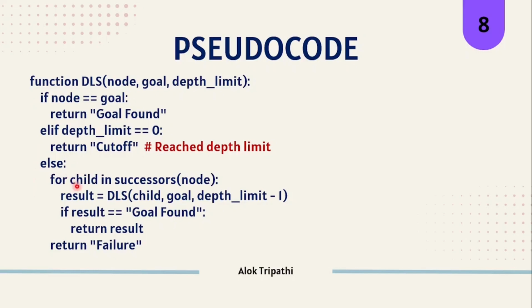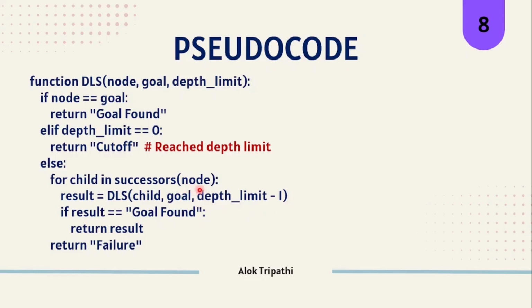This else condition would be having a for loop inside it, which will keep on iterating over this node to find the successor of the current node. As you can see over here, I'm trying to find the successors of a particular node and then assigning it to a variable child. Inside it, there is a result variable which would recursively call this DLS function. Now our current node would be the child node that we have found by finding the successor of this node. The goal would be the same and the depth limit would be decreased by 1.